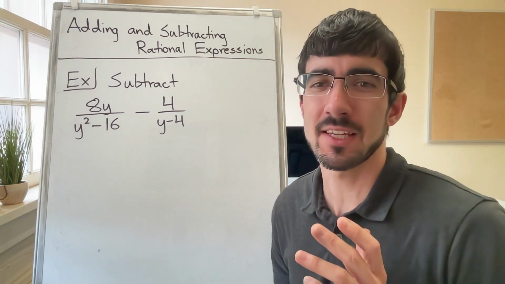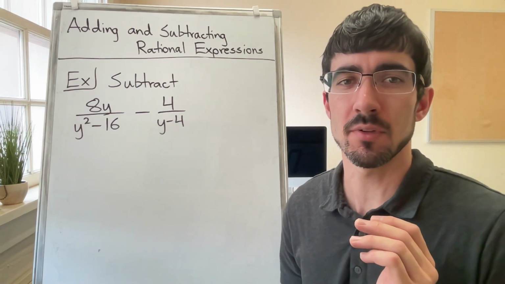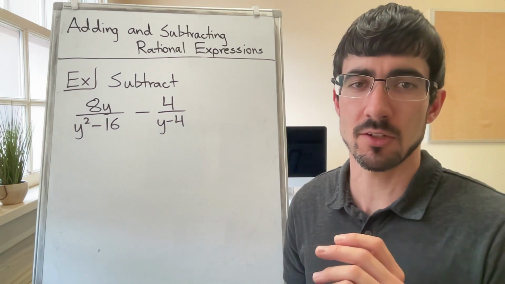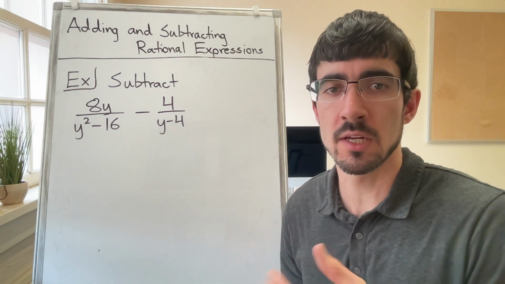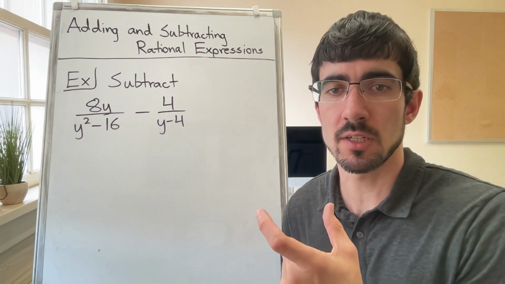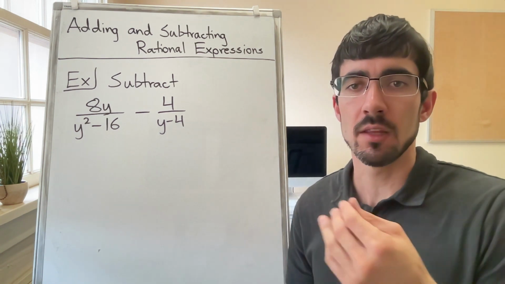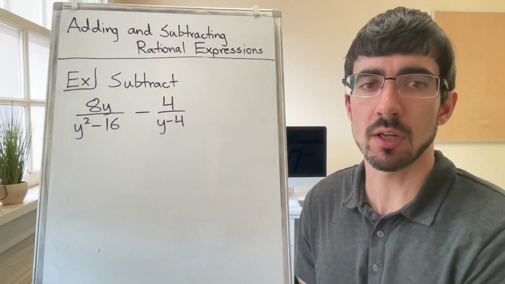In this video, I would like to give two more complex examples of adding and subtracting rational expressions. Remember that we need to find a common denominator first and build up each expression to have that common denominator. Then we add or subtract numerators.